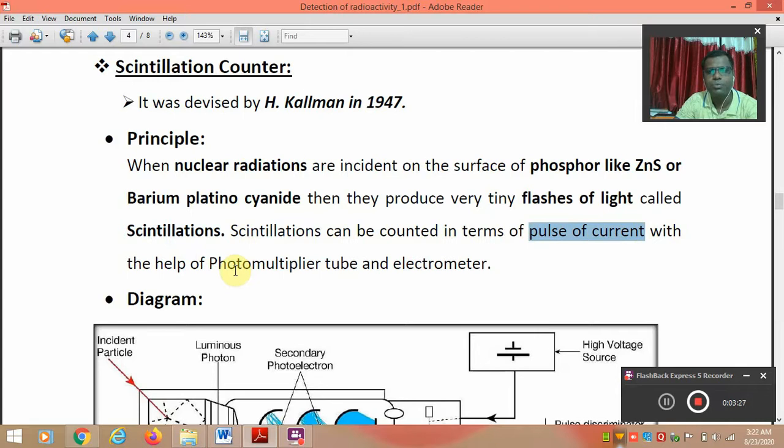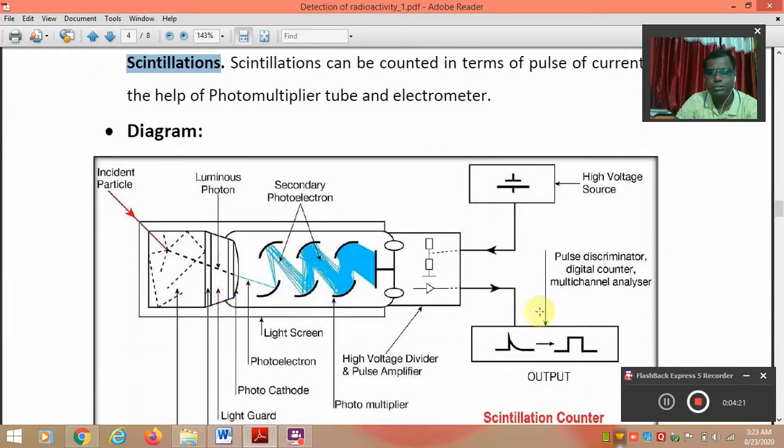So the GM counter works on the principle of formation of ion pairs, while the scintillation counter works on the principle of formation of scintillations, that is, flashes of light. This is the main difference between the two, and it was one of the reasons why the GM counter could not be used to identify and measure gamma radiation, because gamma radiations do not show ionizing power. But this scintillation counter works on the formation of flashes of light, called scintillations, and these are used to count and measure the type of particles emitted by the radioactive element. So next, we are going to discuss the experimental setup.